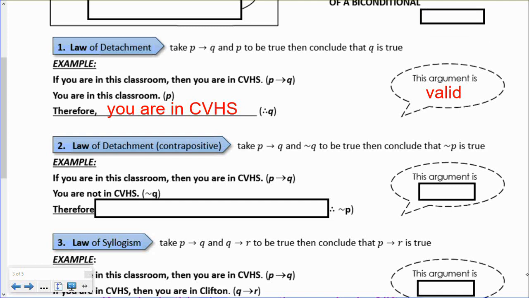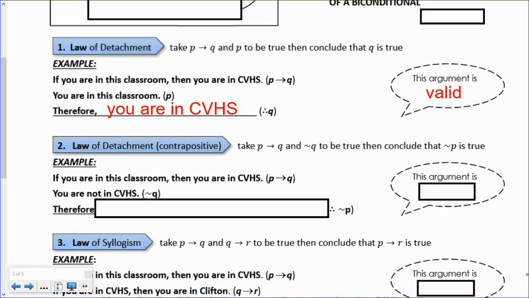Right? Makes sense according to the first statement. And logically, if you're in this classroom, you have to be in the building. So makes sense, right? And it always will. As long as this first sentence is true, this reasoning, this argument structure will always be valid.